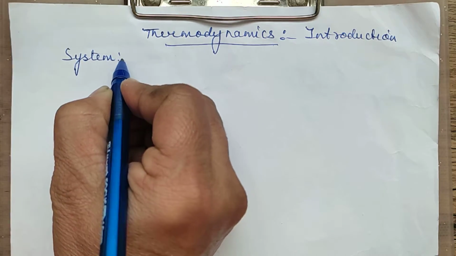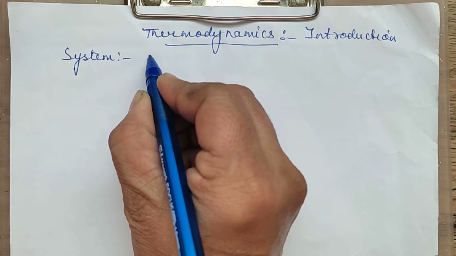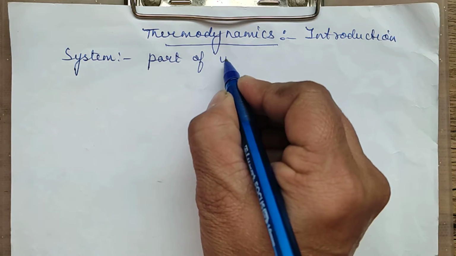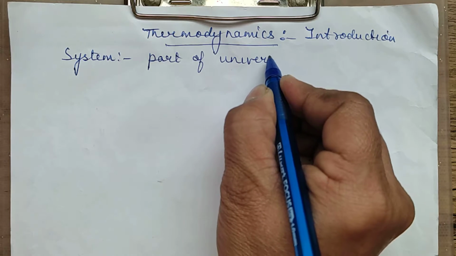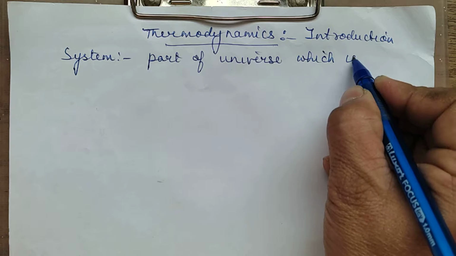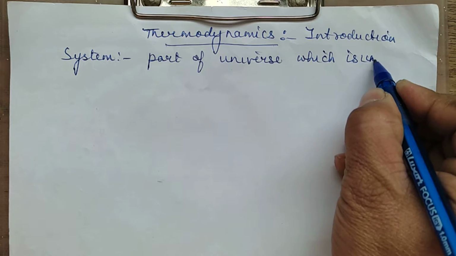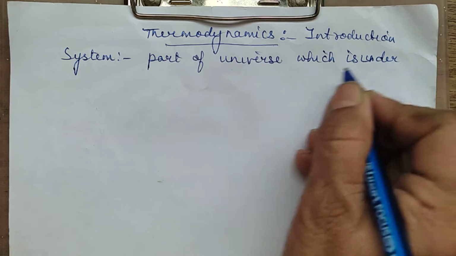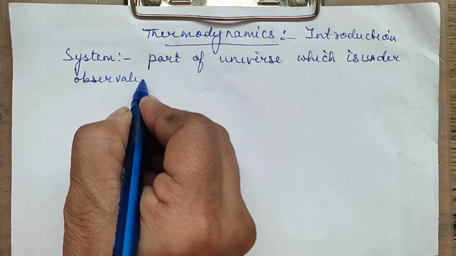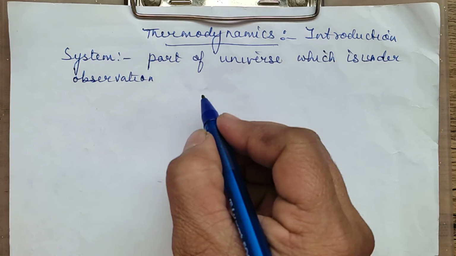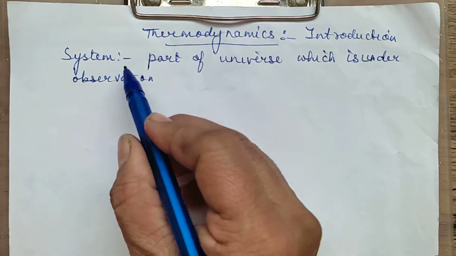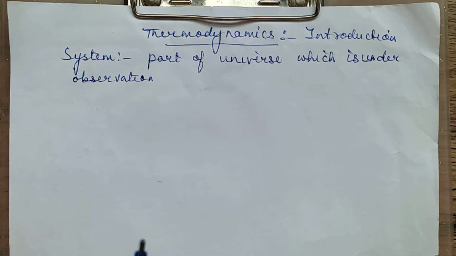Now how we define system is that part of the universe which is under observation. Suppose I am teaching. Now I am teaching here, I am writing, so this is your system. You are listening to what I am saying, and this is what I am writing, this is your system.